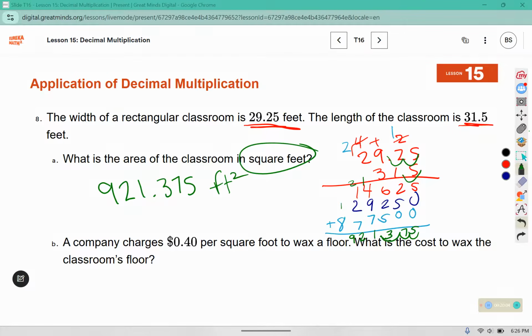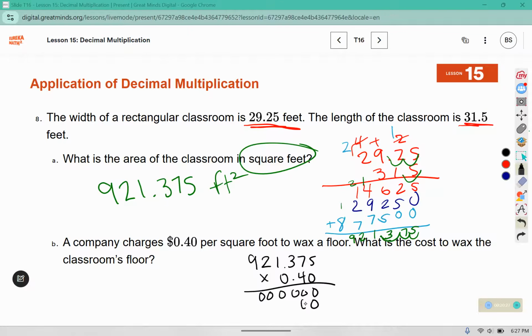B, a company charges 40 cents per square foot to wax a floor. What is the cost to wax the classroom floor? So we're going to multiply this number by 0.40. All of these are going to be zeros across the board. Then we use our spacer.